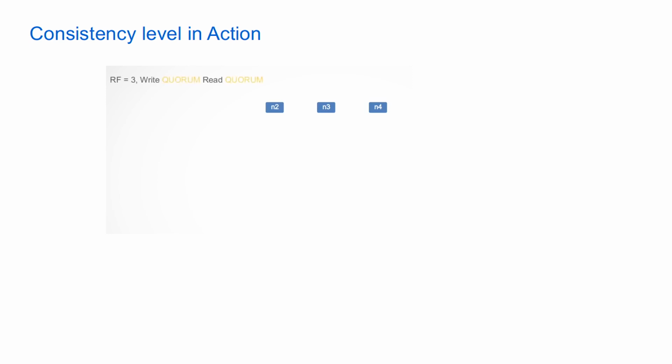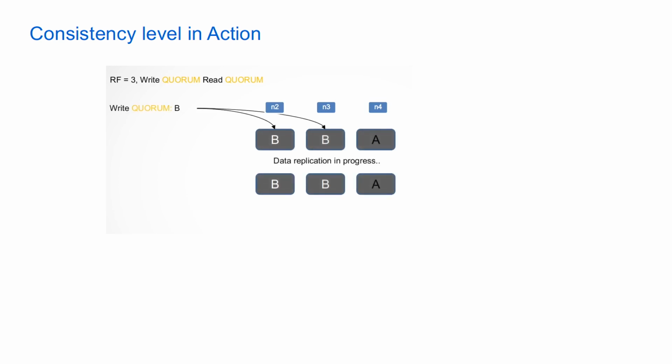So what if I gave you the combination of quorum? Let's not go all the way to all. If I write in quorum and I read in quorum, what do you think will happen? Let's take a look at the combinations. If I chose N2 and N3 to read from latest data, N2 and N4 to read the data from latest data, N3 and N4 to read from latest data. And the beauty of this combination is I can tolerate one replica node down.